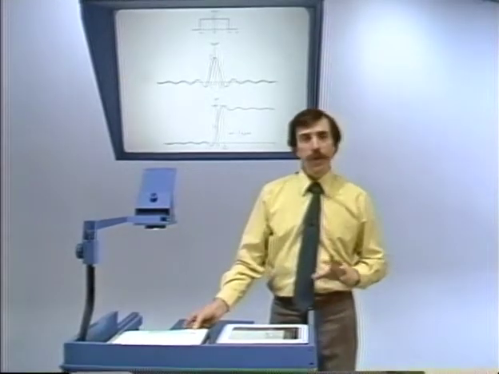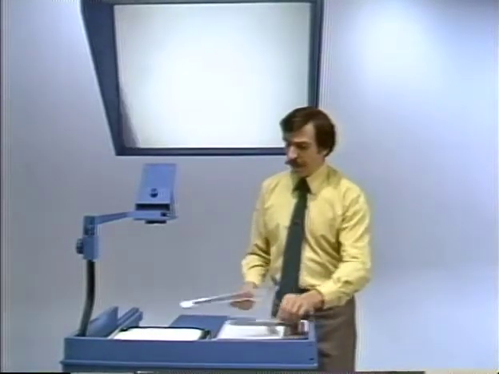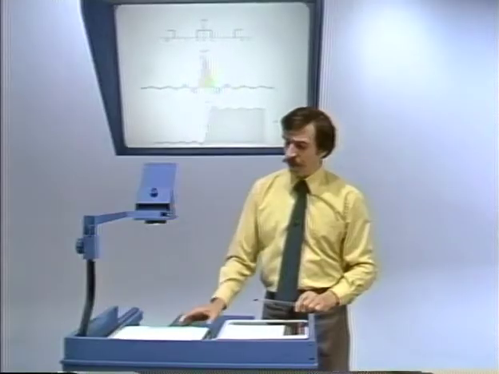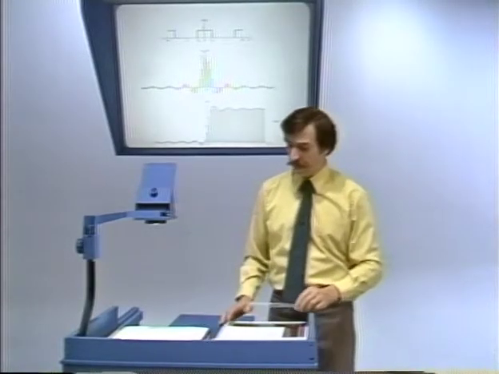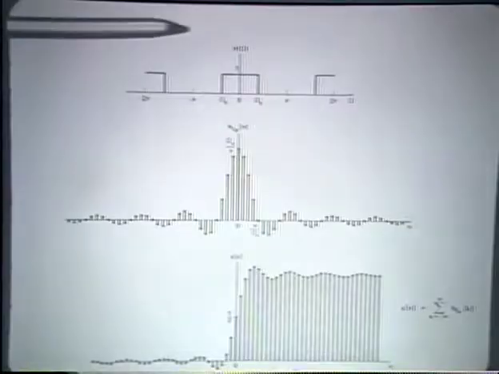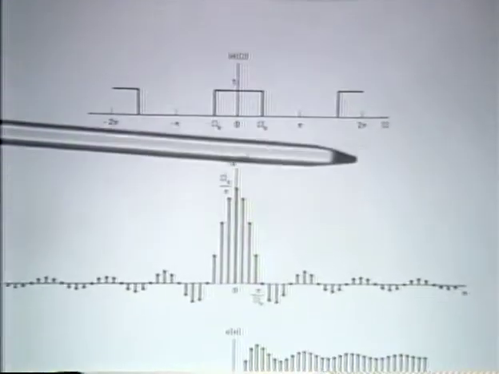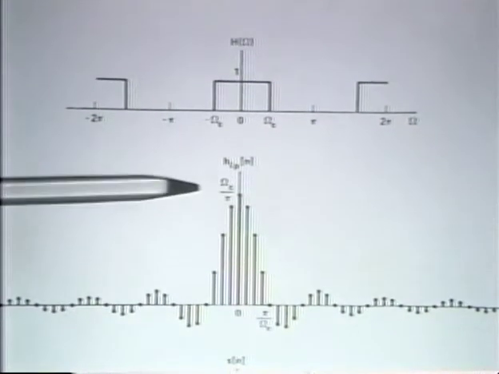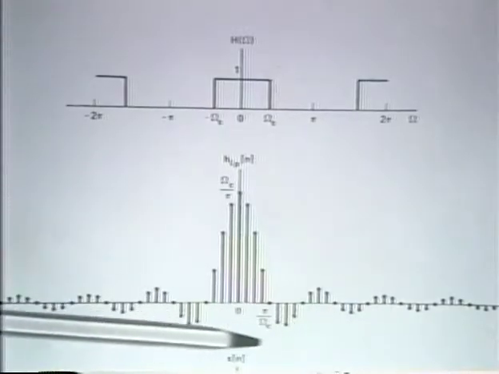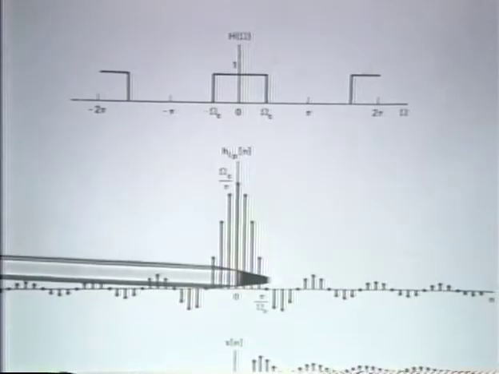Now, the situation is basically the same in the discrete time case. Let's look at the frequency response and associated impulse response for an ideal discrete time low-pass filter. So once again, here is the frequency response of the ideal low-pass filter, and below it, I show the impulse response. Again, it's a sine x over x type of impulse response.